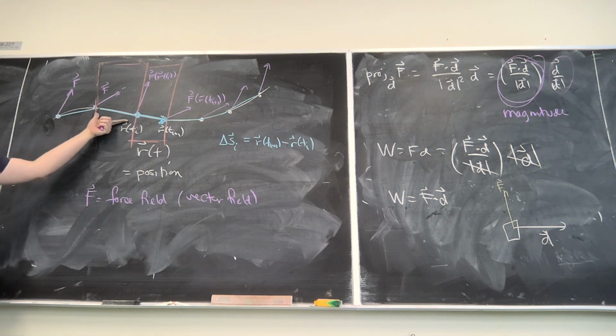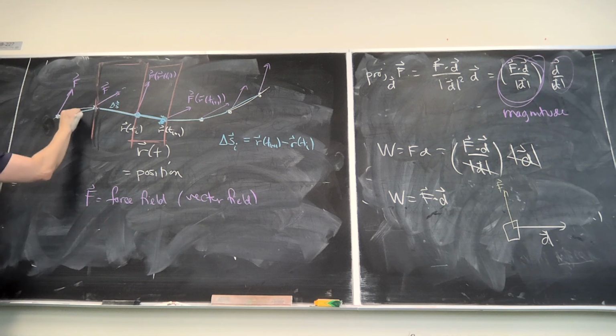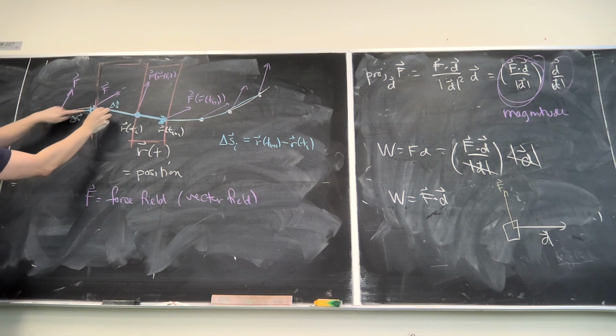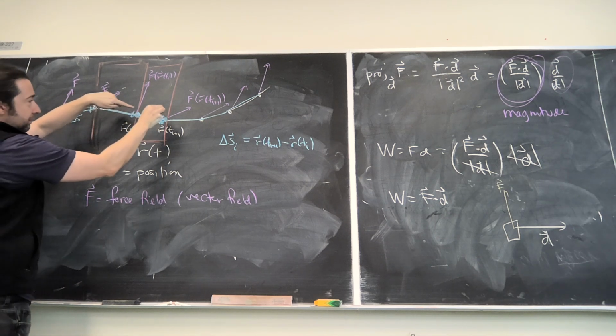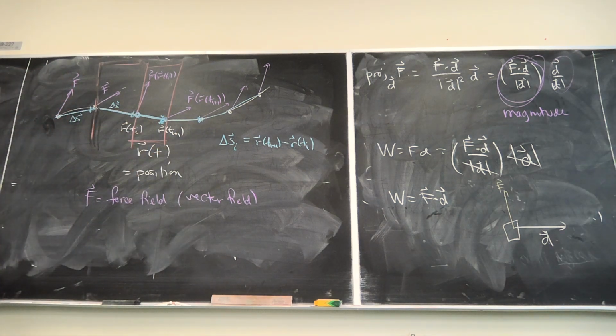Every one of these will have a vector quantity attached to it. Every one of these has a delta S. That's the vector that points from here to here, the vector that points from here to here, the vector that points from here to here, and so on. So I can break the curve up into a bunch of vectors that crawl through the curve.